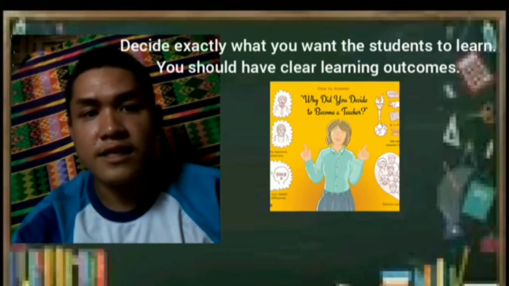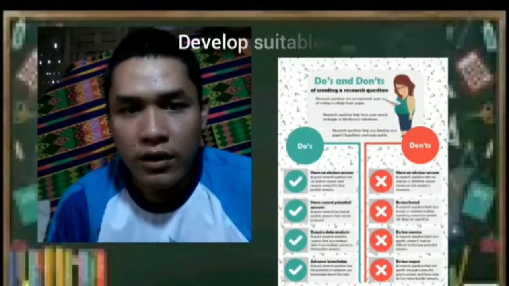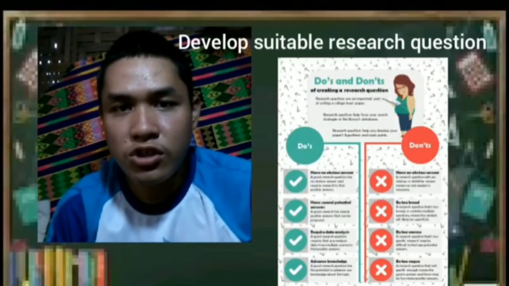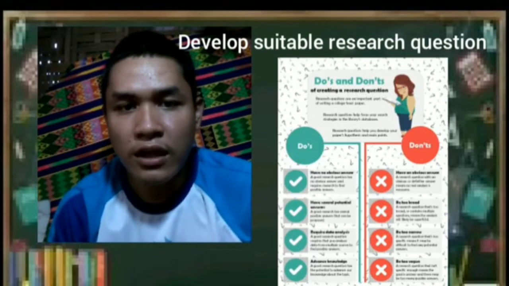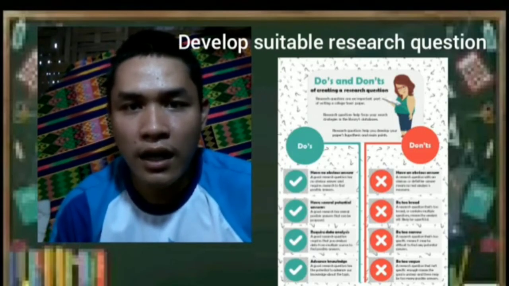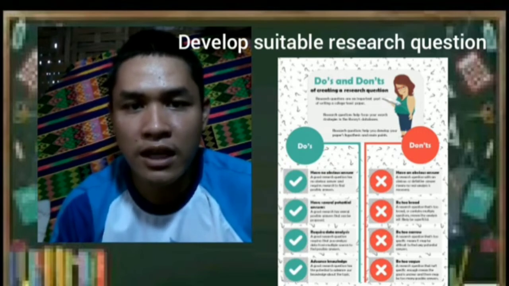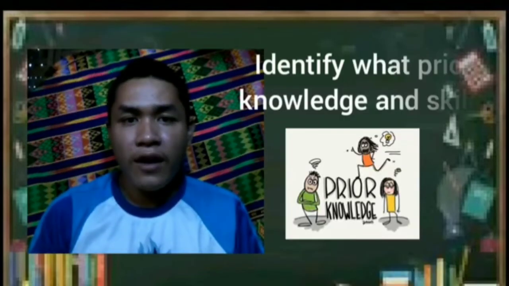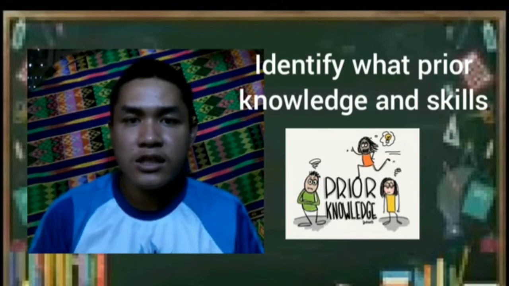First, decide exactly what you want the students to learn. You should have clear learning outcomes. Develop a suitable research question or a set of questions that will be the focus of the students' research activities and that will help them achieve the desired learning outcomes. Identify what prior knowledge and skills the students will need in order to conduct their research. If necessary, teach that prior knowledge.